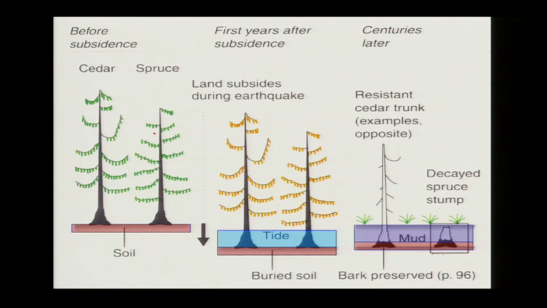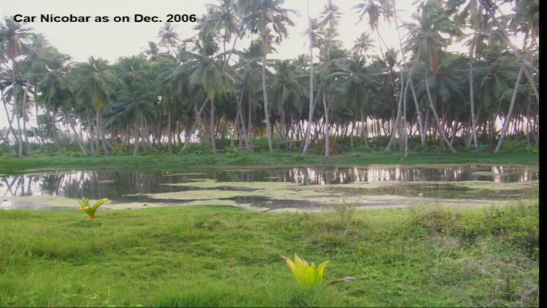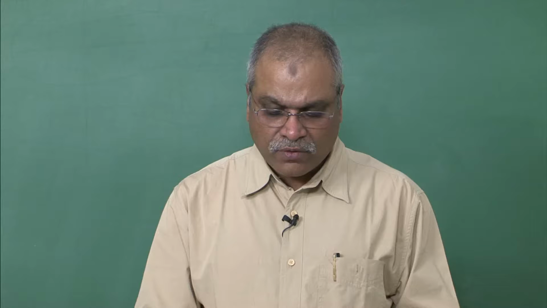A similar example to what we were looking at here: if the area has subsided, then to some extent we will have the formation of lagoons behind the beach ridges. This is an example from Nicobar. Here we see the formation of a lagoon behind the beach ridge. This happened because of the 2004 earthquake.